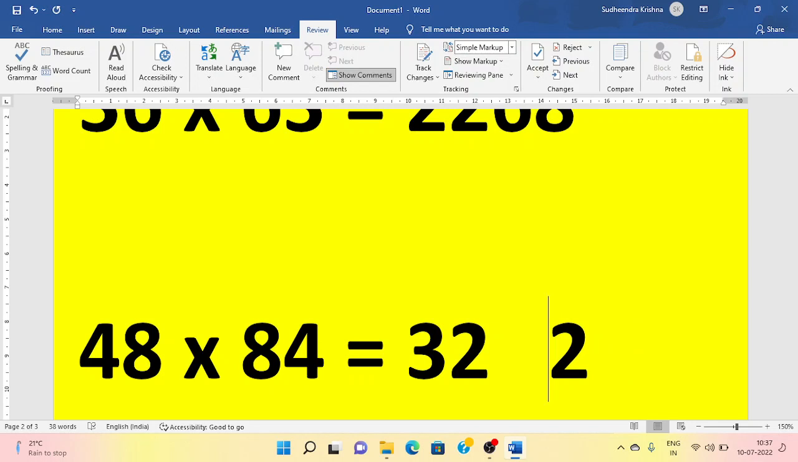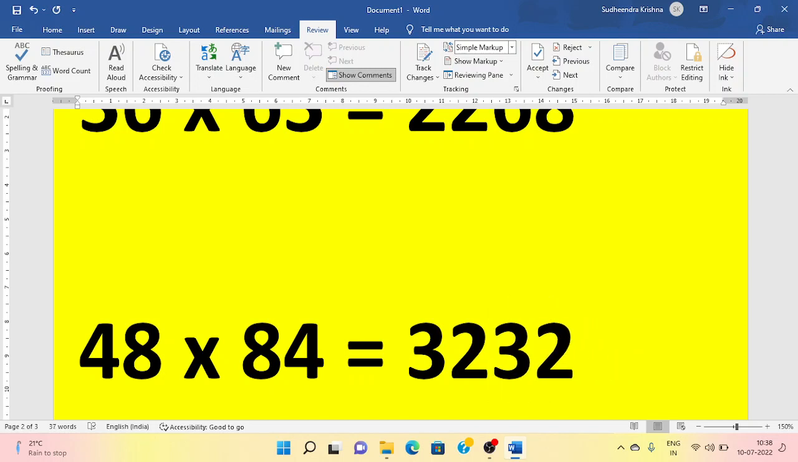And now to calculate the middle number, you have to square 8 and 4. 8 square is 64, 4 square is 16. 64 plus 16 is 80. 80 plus 3 carry over, we already have a 3 carry. So 80 plus 3 is 83. So put 3 here and carry over 8.